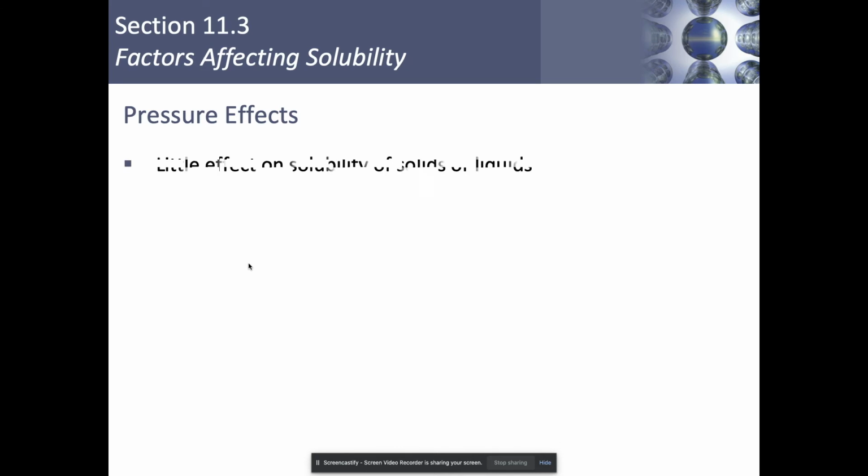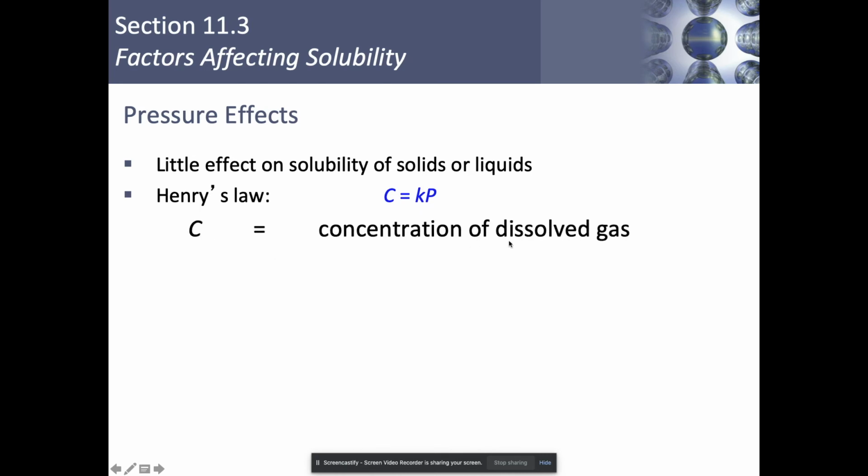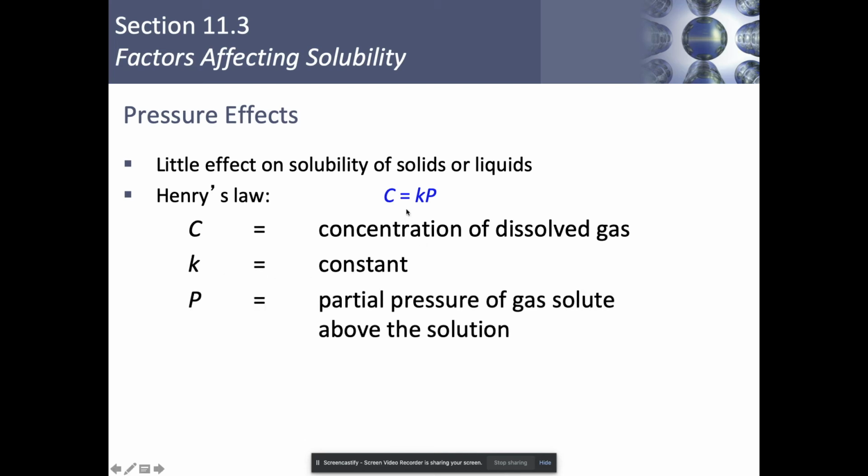All right, what about pressure effects? Like we said, it's Henry's law that we're looking at. Now, keep in mind that Henry's law doesn't affect the solubility of solids or liquids. We're only talking about the solubility of gases. So Henry's law is this: C equals kP. C is the concentration of your dissolved gas, measured again in molarity. k is your constant. P is the partial pressure of the gas solute above the solution.